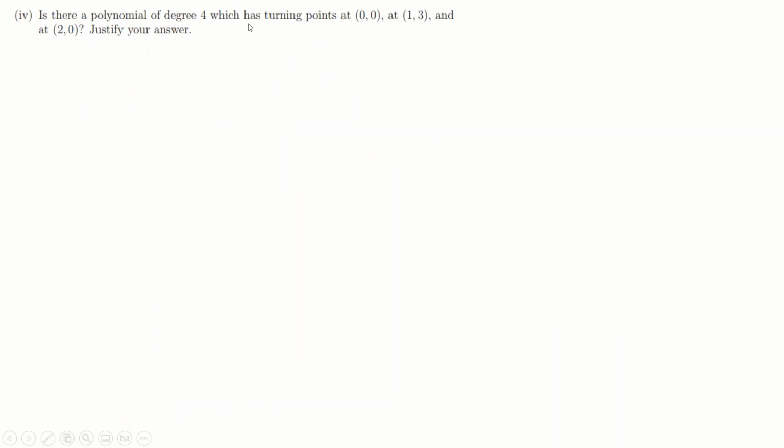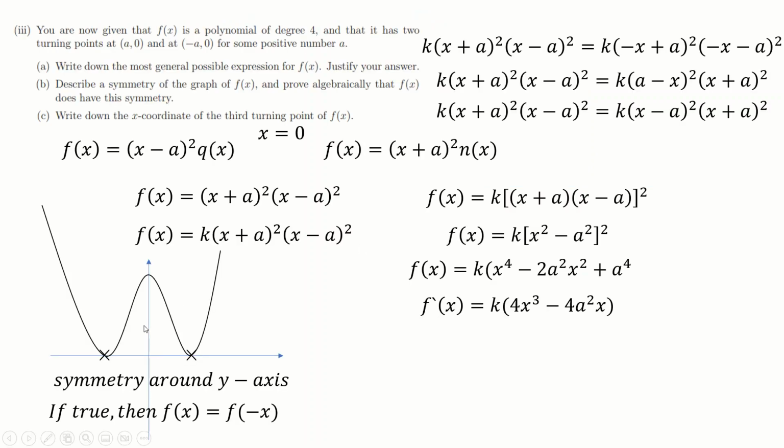Is there a polynomial of degree 4 which has turning points here, here, and here? So if we sketch this, we have turning points at (0, 0), (2, 0), and in the middle here, (1, 3). Now, it seems very obvious that this does exist because of the drawing that I just did, where I said there was symmetry here and this and this. But here, this turning point is in the middle of these two things, right? This is (1, 3), so this x-coordinate is 1. So it's bang in the middle of 0 and 2.